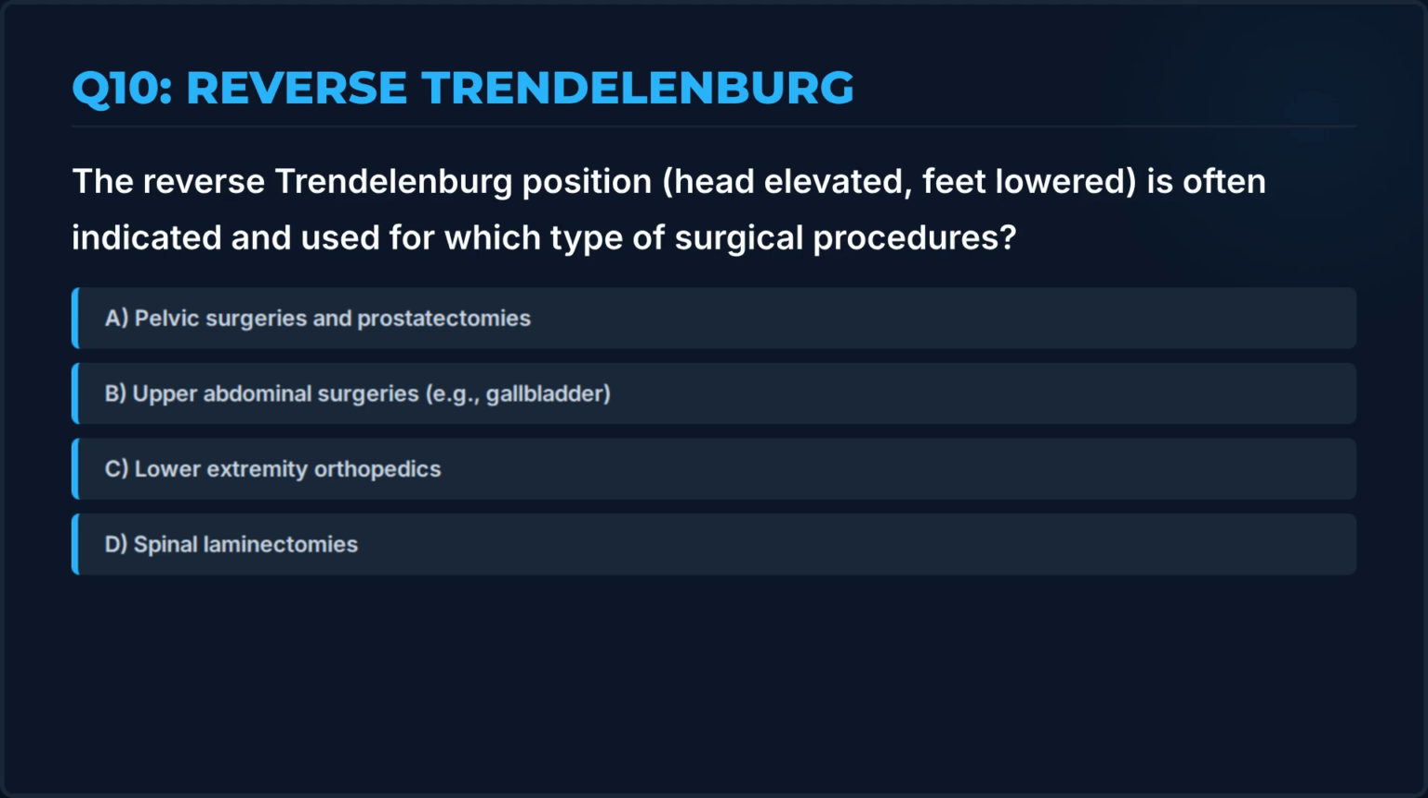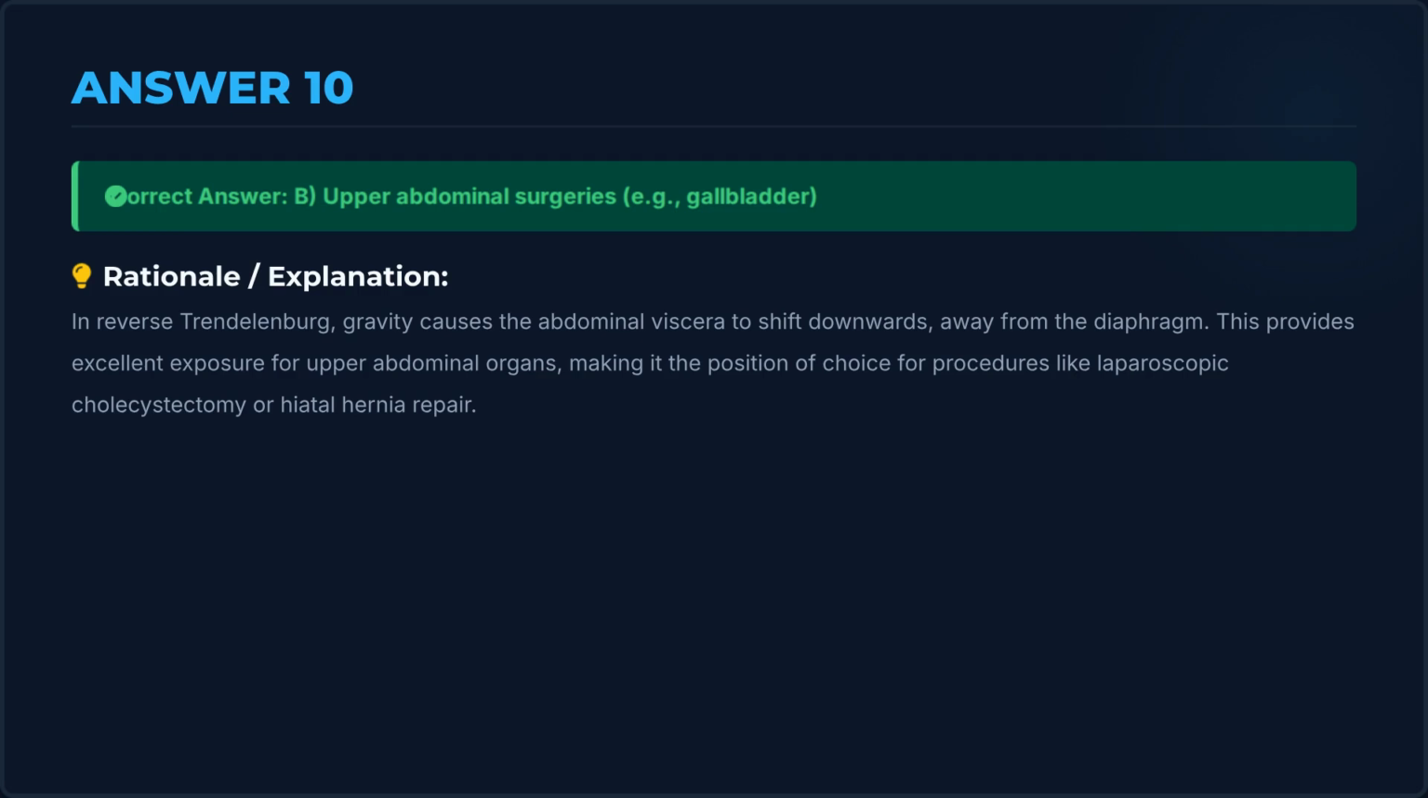Question 10. The reverse Trendelenburg position, head elevated, feet lowered, is often indicated for which type of surgical procedure? The correct answer is C, upper abdominal surgery. This position shifts abdominal viscera downward, using gravity to improve exposure for procedures such as laparoscopic cholecystectomy.